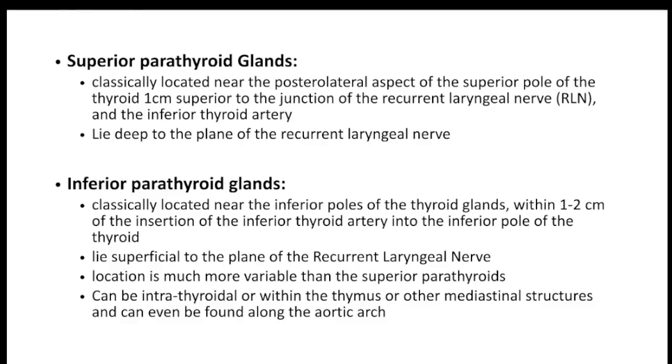And the inferior parathyroid glands are classically located near the inferior poles of the thyroid gland, within about 1 to 2 centimeters of the insertion of the inferior thyroid artery into the inferior pole of the thyroid. They lie superior to the plane of the recurrent laryngeal nerve, and thus create a crossing pattern when you look at the relations of the recurrent laryngeal nerve to the superior and the inferior parathyroid glands. Their location is much more variable than the superior parathyroids, which we'll learn why in a while.